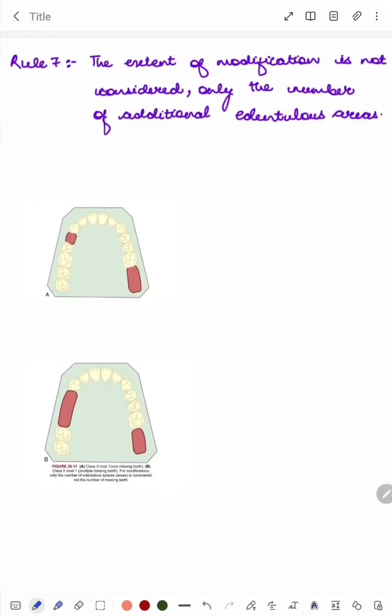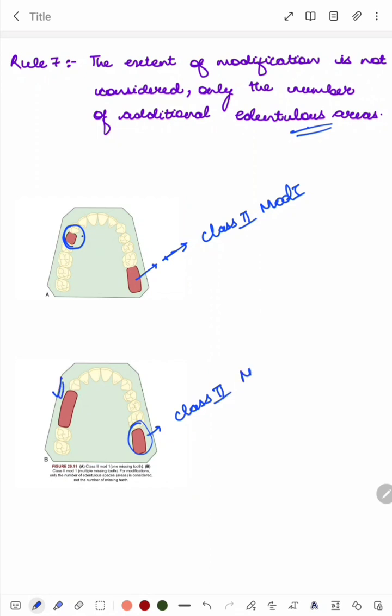Rule number 7 says that the extent of modification is not considered, only the number of additional edentulous areas. So this is the most posterior region that will determine the classification, that is, this is class 2. And this is class 2 modification 1, right? Here also this is the most posterior region determining the classification, therefore this is also class 2, and the edentulous space is only 1, that's why it is also known as class 2 modification 1, right?